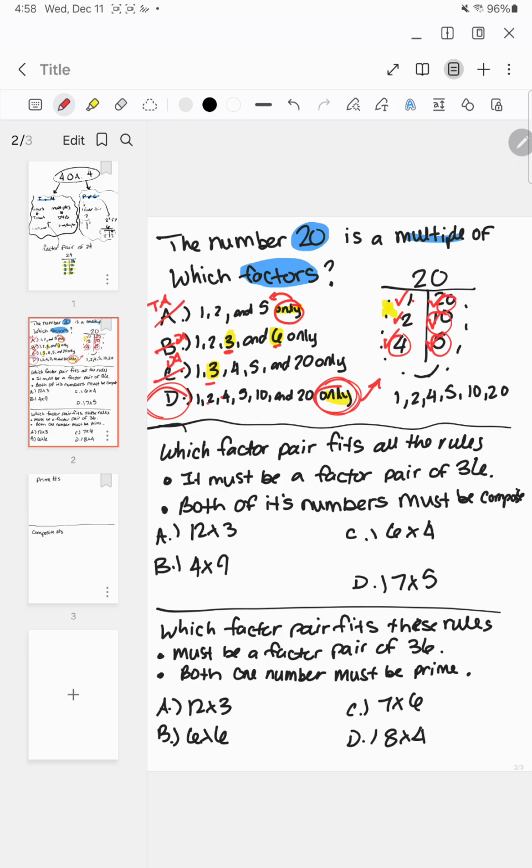Again, that T-chart will help you in using your dump your brain to see the different ways you can multiply and make 20. And always start from the smallest number, which is 1, and times itself.